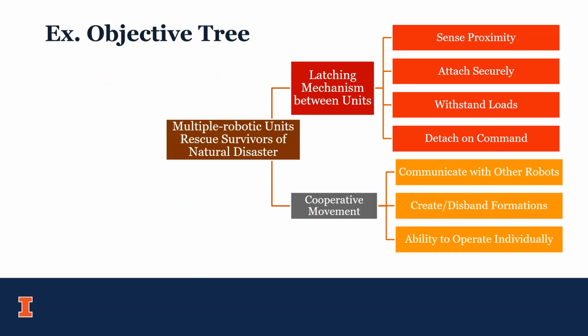So this is another example from our class where a group of students wanted to create multiple robots that act as a unit to rescue survivors out of a natural disaster. Their objective tree is very small. I could expand a lot more on that objective tree. But for example, they said, well, the units have to physically latch to one another, and the robotic units have to move cooperatively, right? Or be capable of cooperative movement.